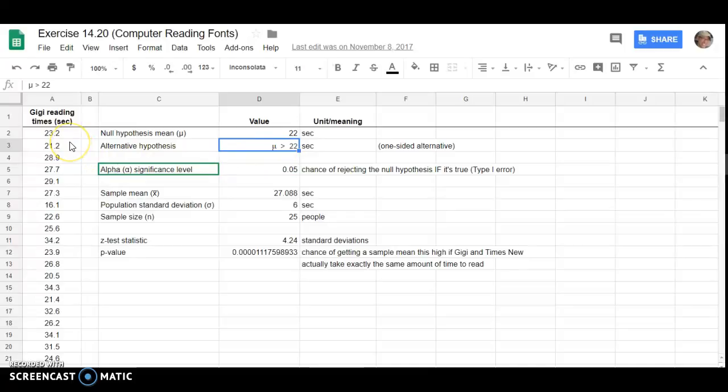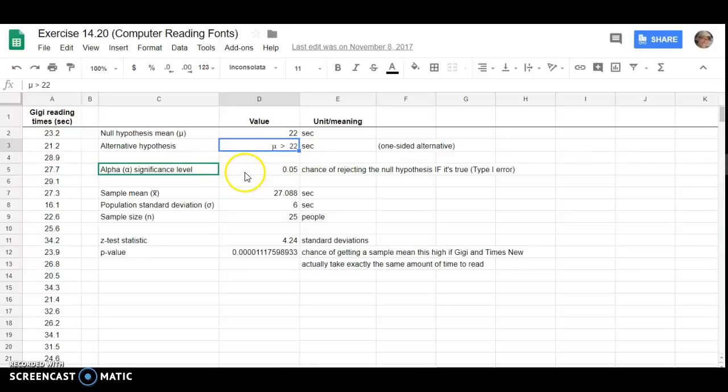If they would have said, is there evidence that it takes a different amount of time to read Gigi than Times New Roman, we would have had mu not equal to 22. If it would have been, is there evidence that Gigi is quicker to read than Times New Roman, it would have been mu less than 22. So that alternative hypothesis, there's really 3 different ways it could go. And this would be one-sided, because we're only interested in seeing whether the Gigi reading times are more than 22 seconds on average. So that's step 1.